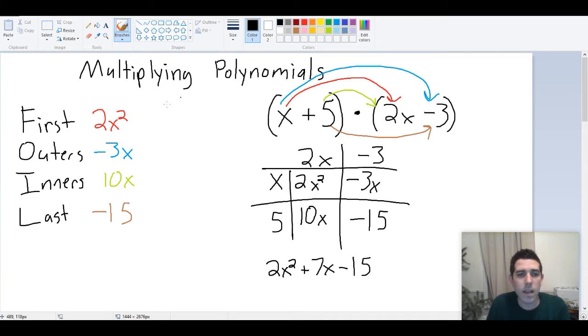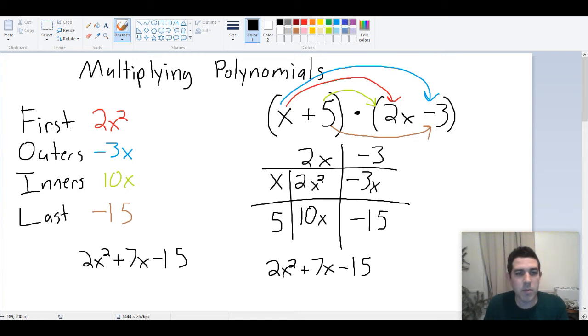And when I combine all these terms, I'm going to get the same answer I got down here. The 2x squared is the only square. The minus 3x and the 10x make positive 7x, and the negative 15 hangs on the end. So you see, you get the same answer either way. Some people like the box method. It's a little bit more of a graphic organizer.